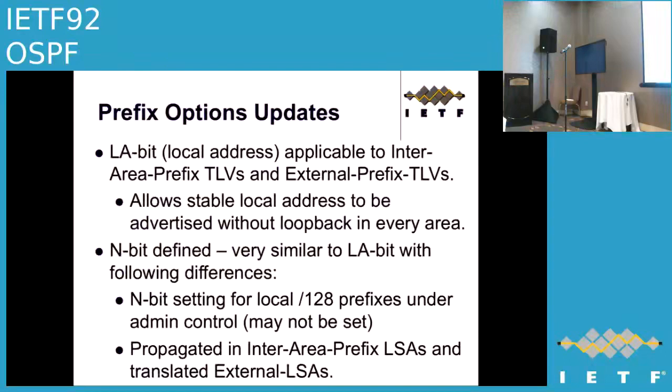So now there is a new bit, the N bit. This is also one that ISIS has put in the prefix attributes. This one is similar to the LA bit, but it was different enough that we need the new bit. And this one is similar, but it's under administrative control. You don't need to set the N bit with the LA bit. Today, for the LA bit, it is implied if it's a /128 local address. Whereas this one is under administrative control. The difference, and this is again from the prefix attributes, is that it will be propagated across every boundary. So not only in your own local area, but if somebody else advertises one, propagate it.